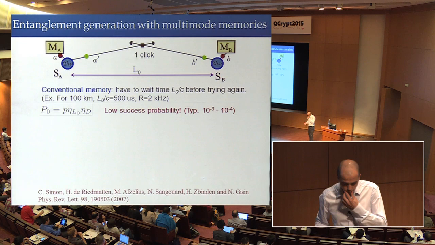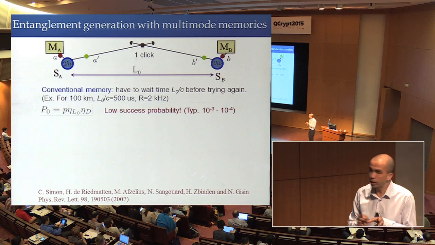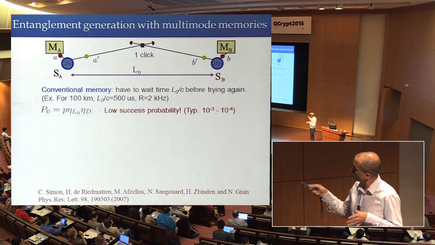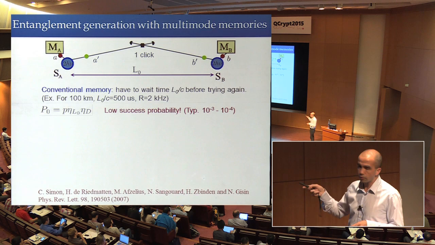Okay, so this is the problem. The problem is the communication time. If you have a conventional memory, we have this kind of scheme. We want to do entanglement, so we have to wait until the photon comes from here, goes to the center, and then we have to wait for the classical signal to come from the center and come back here.